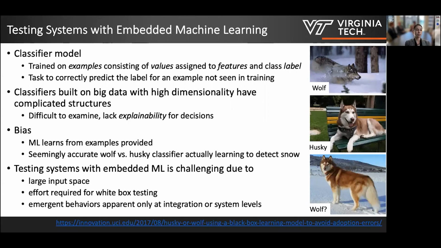So testing systems with embedded machine learning is challenging, and this is due to the large input space, the effort required for white box testing due to the complicated internals of the models, and the fact that these systems learn. And so emergent behaviors may only be apparent at the integration or system levels.